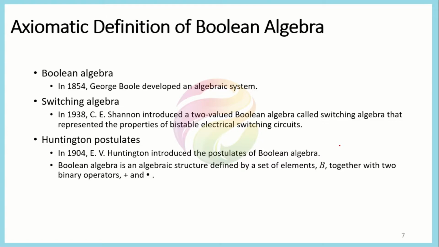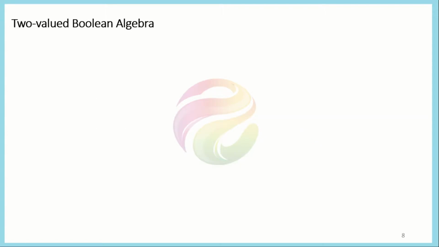But we will now move on to the next important thing. We will not be discussing these Huntington postulates and the switching algebra in detail. We will be moving towards the two-valued Boolean algebra, and we will be discussing the properties which we have just discussed in the last slide.